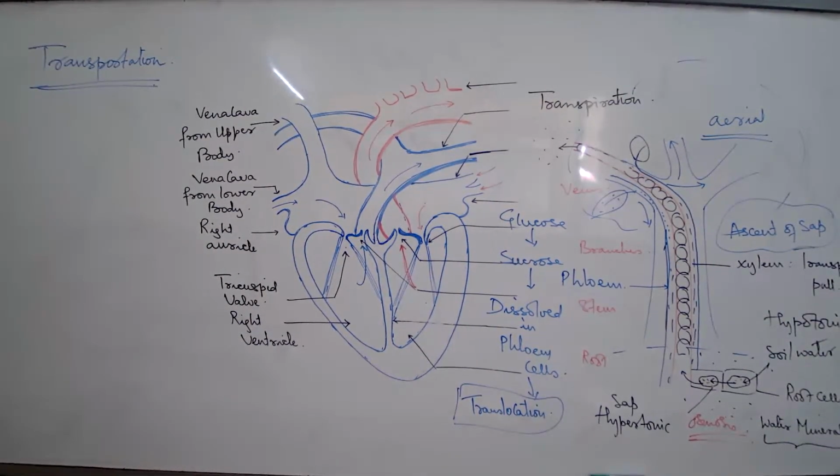Next point: phloem consists of four types of cells: sieve tubes, companion cells, phloem parenchyma, and phloem fibers.